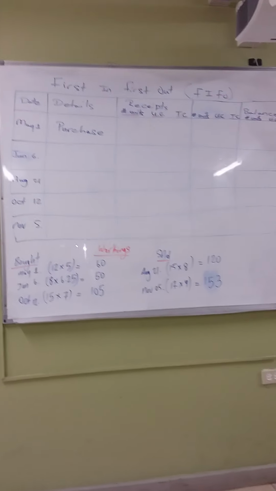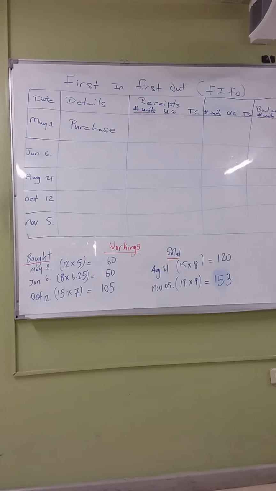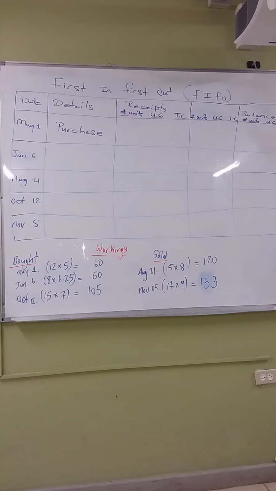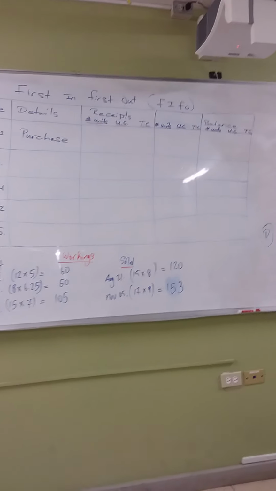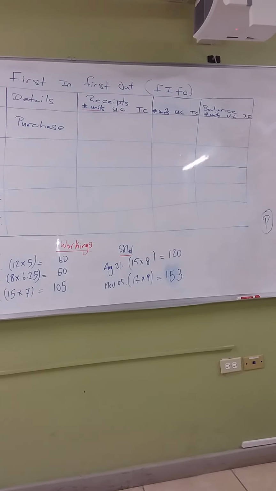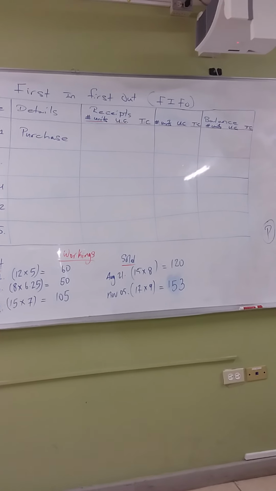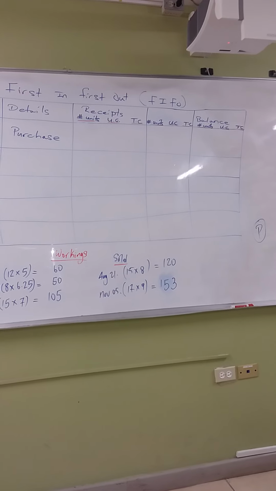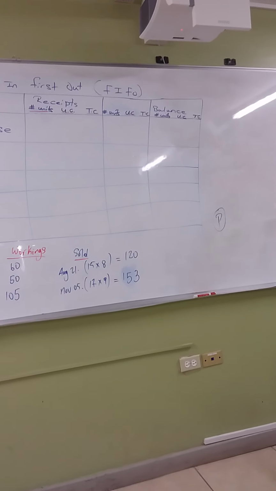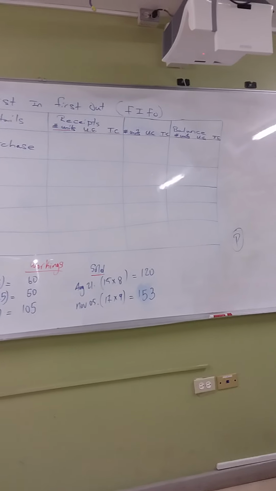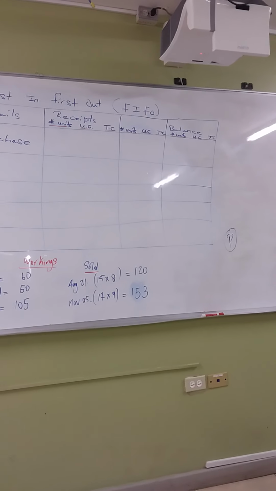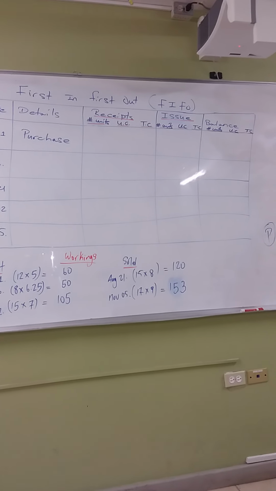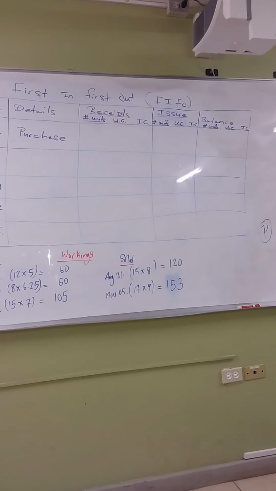If you're looking at the board now, you realize that we have a column for date. Then we have details, where you put whether you bought goods or sold goods. Then you have receipt. The receipt column speaks about whenever you're receiving goods, so any goods that you would have purchased must be placed under that column. The next column speaks about issue, and the final column speaks about balance.